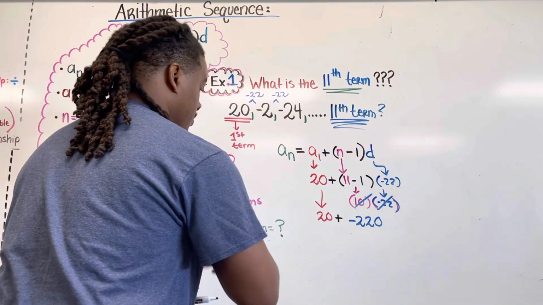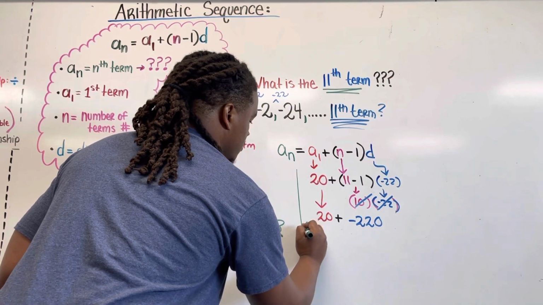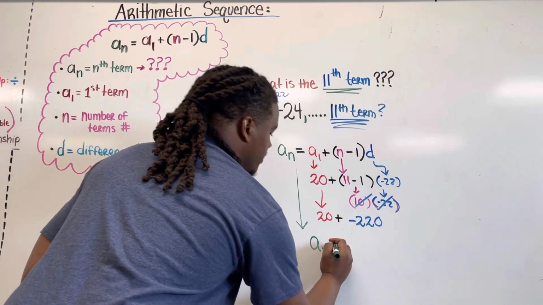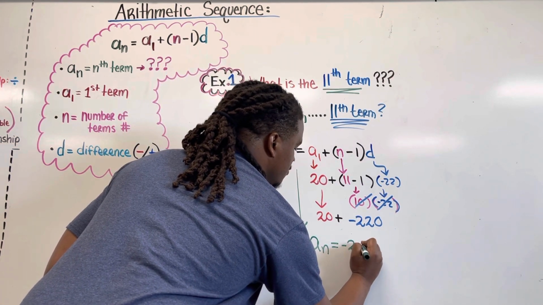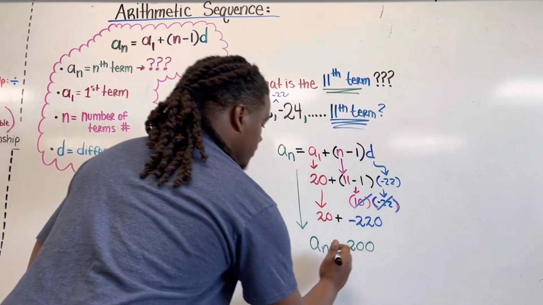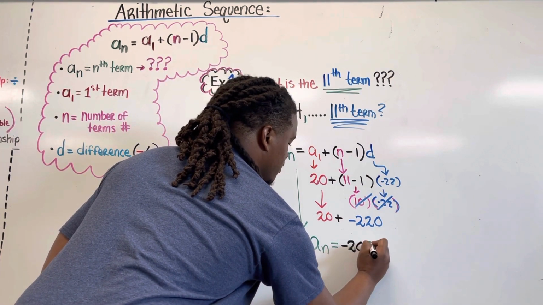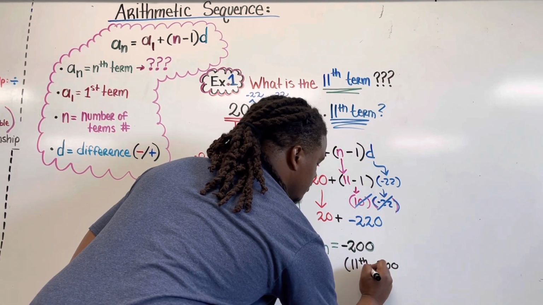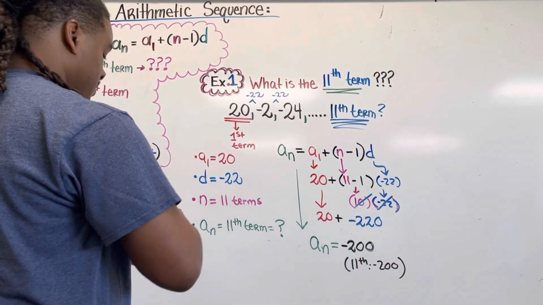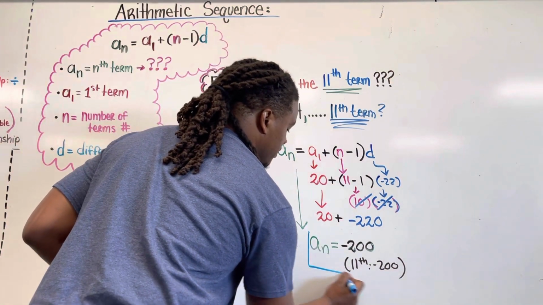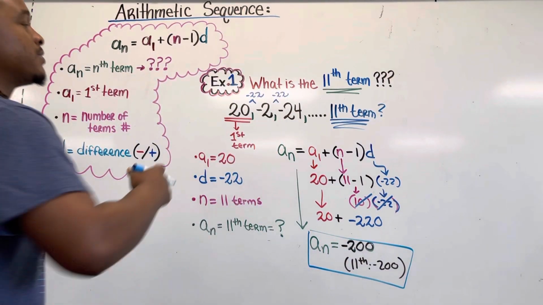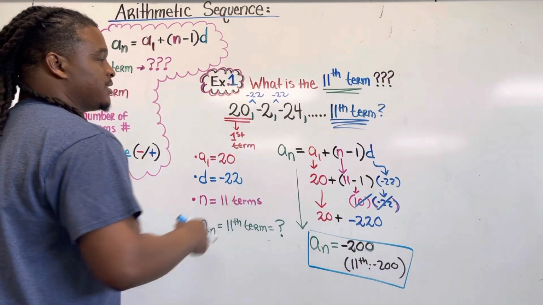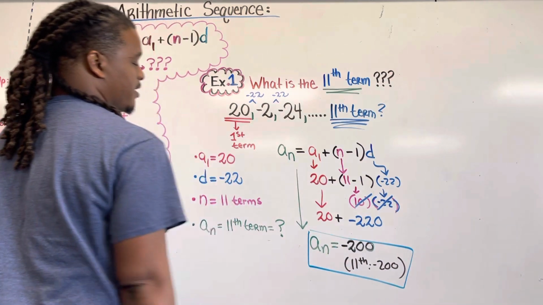Our answer would be a_n equals negative 200, because 20 plus negative 220 is negative 200. So the nth term, or the 11th term, would be negative 200. If we kept subtracting 22 each time, by the time we got to the 11th term, it would be negative 200.